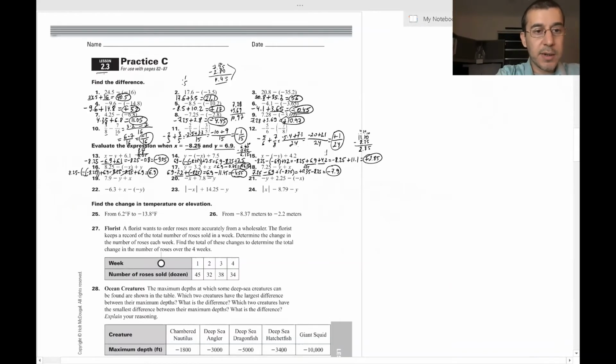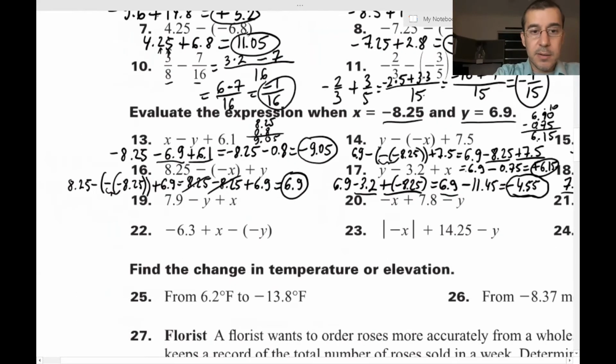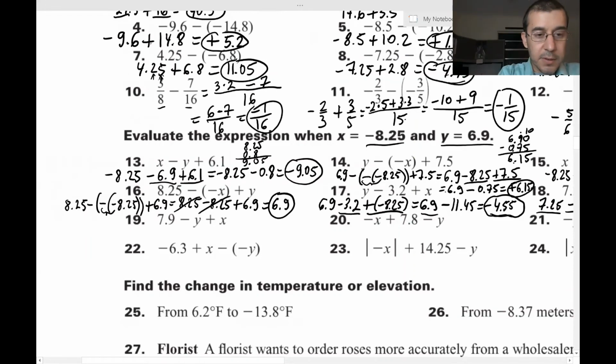Next one is 19. So we have 7.9 minus y is 6.9, and plus x is minus 8.25. 7.9 minus 6.9 is 1. So this becomes 1, and then minus 8.25, so this is minus 7.25.